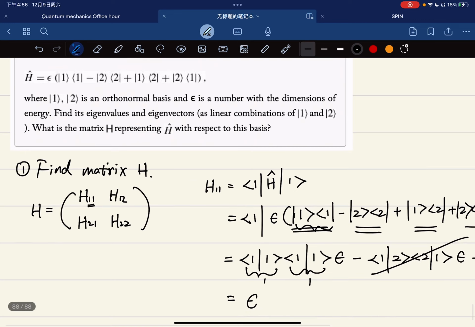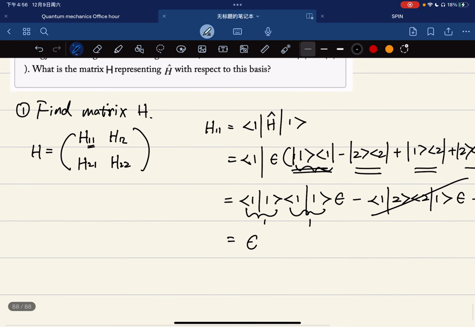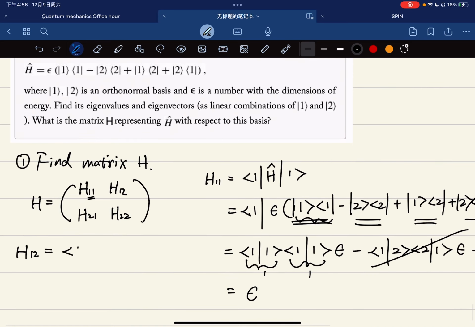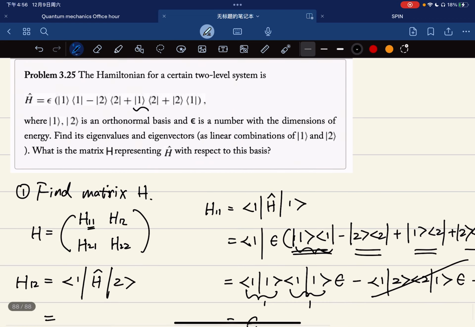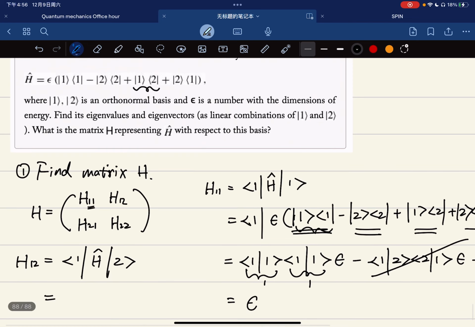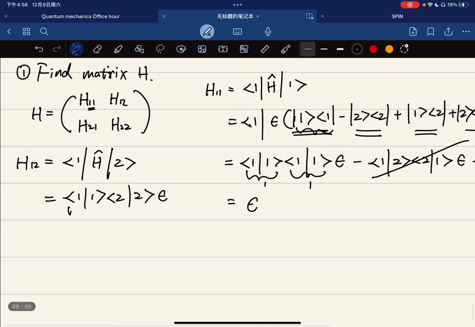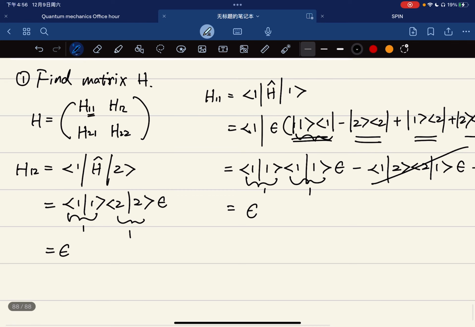So now I find the only term that will give me something is, when I sandwich the entire Hamiltonian, it would only be left with this term. So now I have this, and of course, the small e. And this will be 1, this will be 1, so I have this. So H12 will also be the small e.